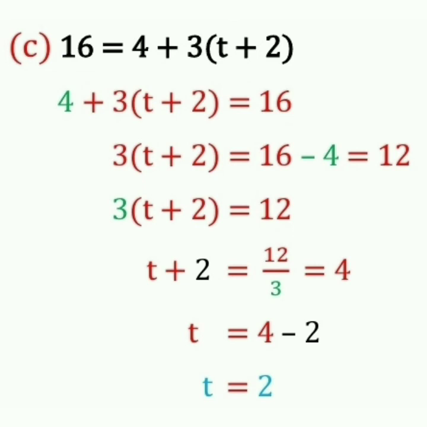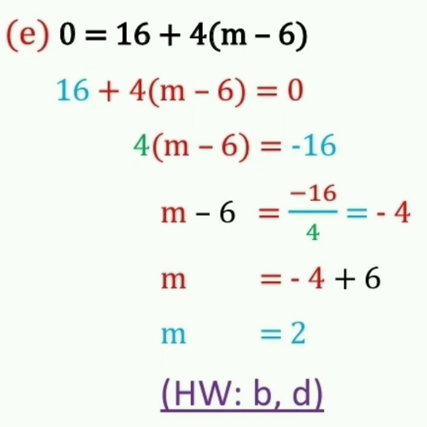Now again transfer 2 from left to right. Therefore, t is equal to 12 upon 3 minus 2. Now simplify this. Therefore, t is equal to 2. It's clear, everyone?